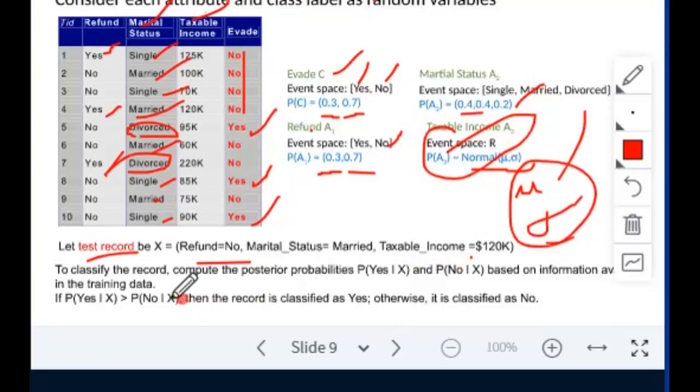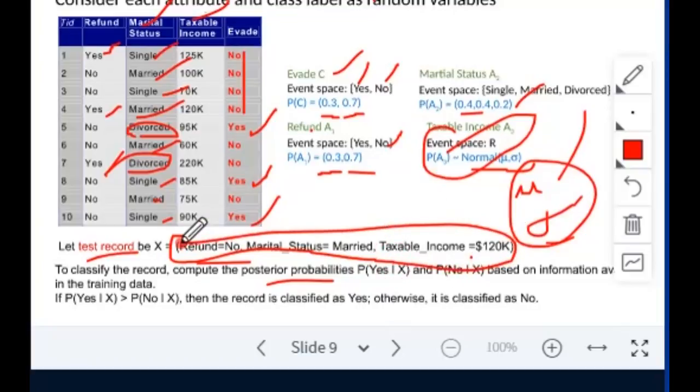Okay. So to classify the record, compute the posterior probability. Posterior probability, that is P of Yes given X and P of No given X. What is X? This one, attribute 1, attribute 2, attribute 3, all values. We have to take them individually. Okay, please remember.